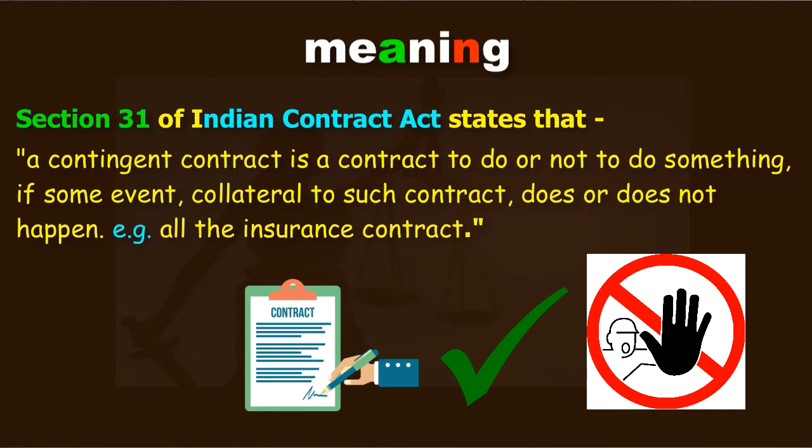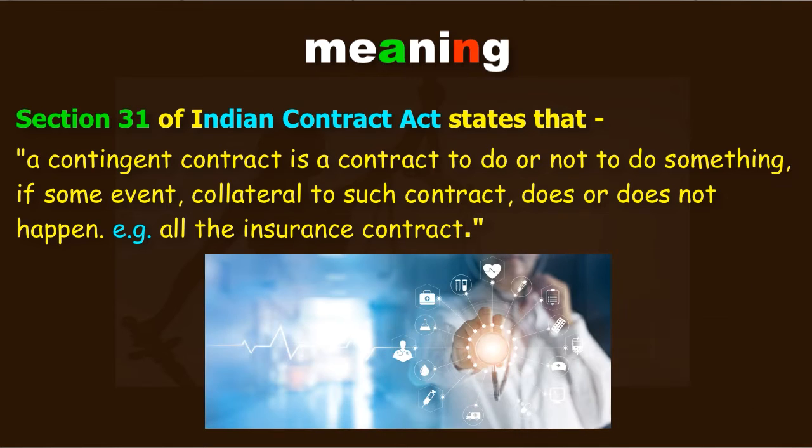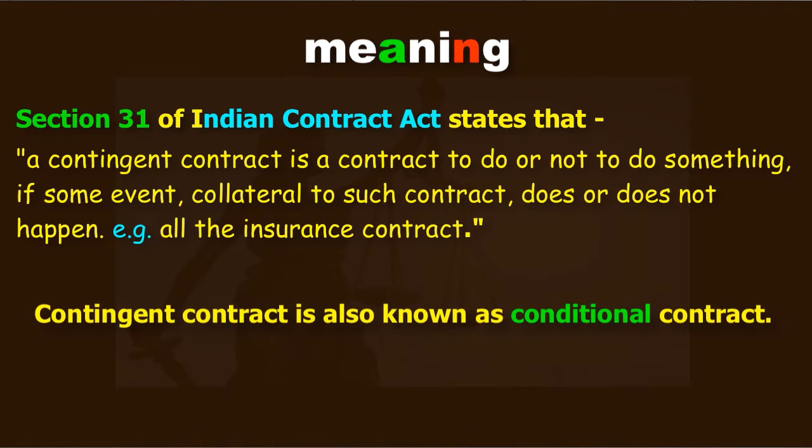As discussed, it is talking about some future event. For example, all insurance contracts are contingent contracts because they depend upon some future event. If that occurs, only then you will get the benefit of that insurance. A contingent contract is also known as a conditional contract because it depends upon a condition. So it is a simple sentence.